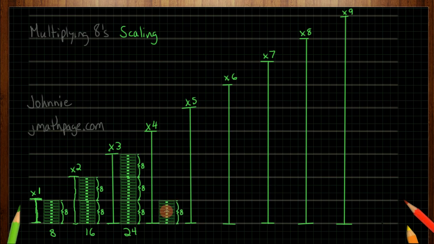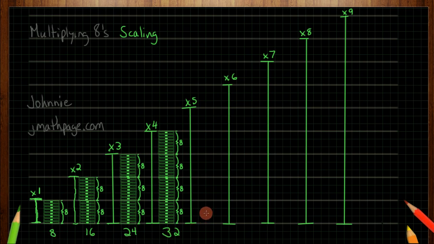Well, let's make some boxes. 1 stack, 2 stacks, 3 stacks, 4 stacks of 8 boxes. All right, so how many boxes altogether? 8, 16, 24, and 8 more give us 32. And this is 4 times as many boxes as our first measure. So this is 4 times as much as this one.